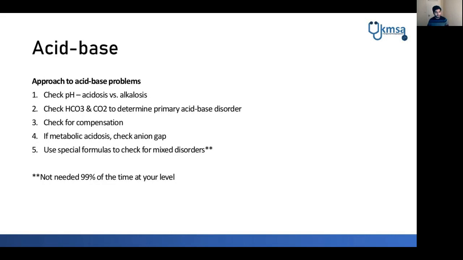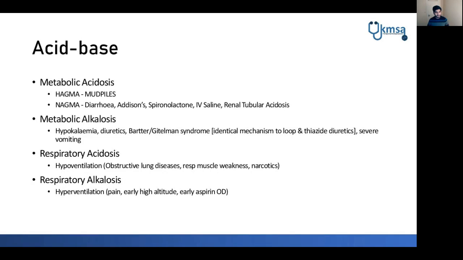Your approach should be to check the pH to determine what it is, then see what the driver is, then check for compensation, and if you need to, check for the anion gap. So that's acid base. And here are the different causes. For your high anion gap metabolic acidosis, remember your mnemonic MUDPILES. I don't remember everything, but it's methanol, uremia, DKA. That can also include other acidoses, like ketoacidosis due to starvation, things like that. Ethylene glycol, salicylates. You won't be expected to remember everything, but just the major stuff.